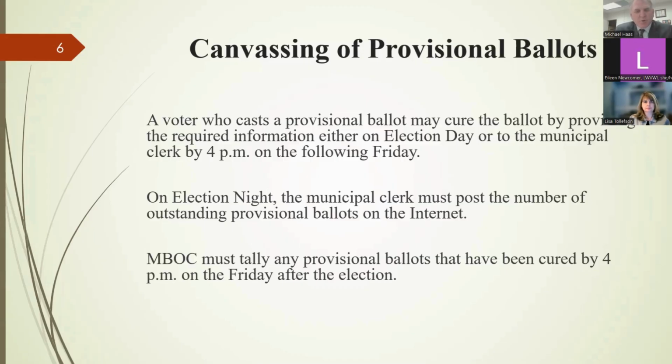So we do have a requirement in the statutes that the municipal clerk must post the number of outstanding provisional ballots on the internet on election night. This is for transparency purposes so that people are not surprised that there are provisional ballots outstanding. And the League and other organizations will actually request the names of those provisional voters so that they can follow up with those voters to see if they need any assistance in getting the documentation that they need for their ballot to count. So the Municipal Board of Canvass must then tally any provisional ballots that have been cured by 4 p.m. on the Friday after the election. And so those ballots, of course, will not be counted in the unofficial election night results.